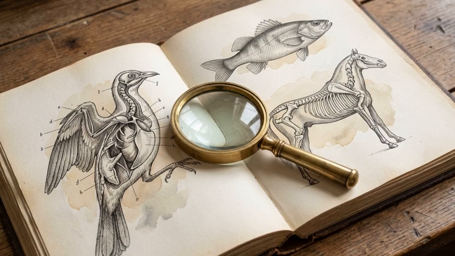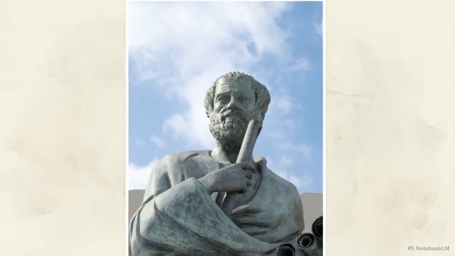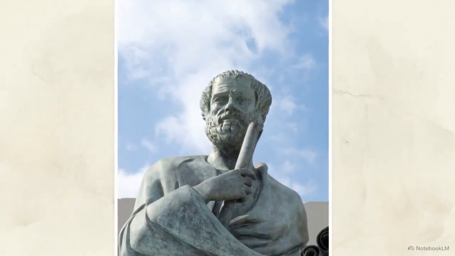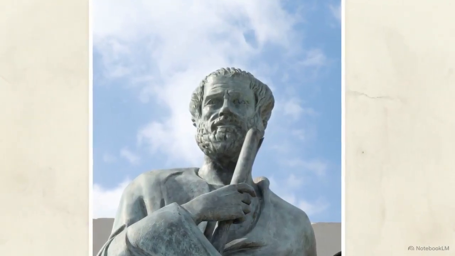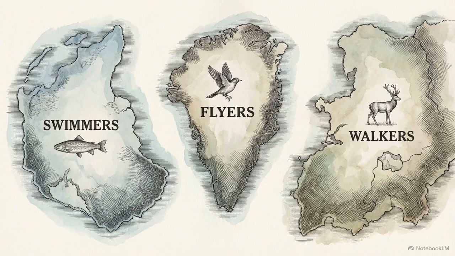For centuries, the way we organized the natural world came down to an eye test. If an organism moved on land, swam in the water, or flew in the air, ancient philosophers like Aristotle grouped them together. We built our biological map based on physical form and behavior.